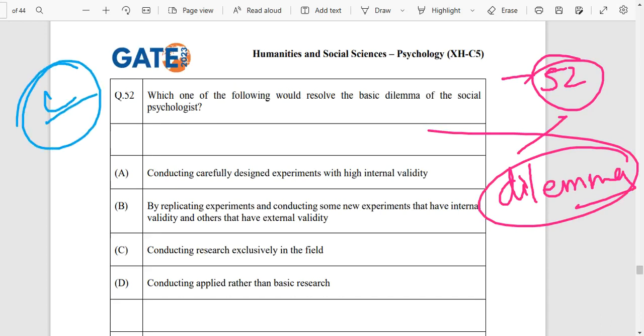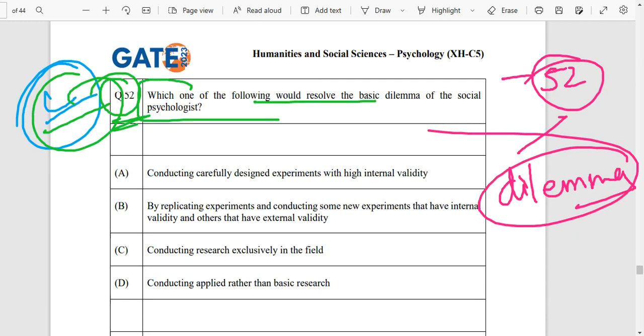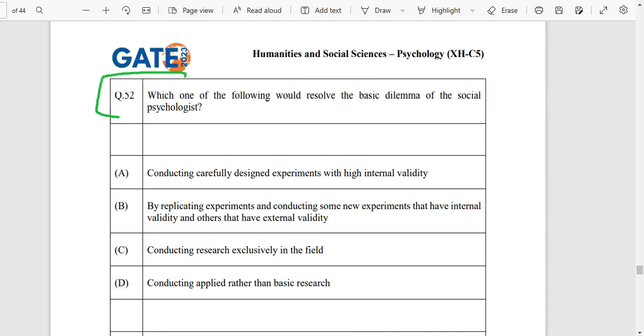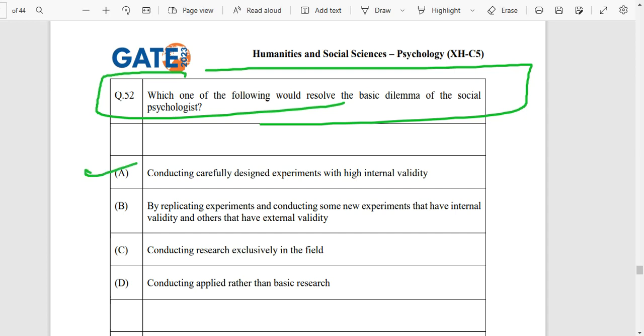Okay, so we are here, question number 52 again. Which one of the following would resolve the basic dilemma of the social psychologist? First of all, you should know what the basic dilemma is, and if you don't know, you would not be able to answer. Option A is conducting carefully designed experiments with high internal validity. Option B is replicating experiments and conducting some new experiments that have internal validity and others that have external validity. Option C is conducting research exclusively in the field, conducting applied rather than basic research.